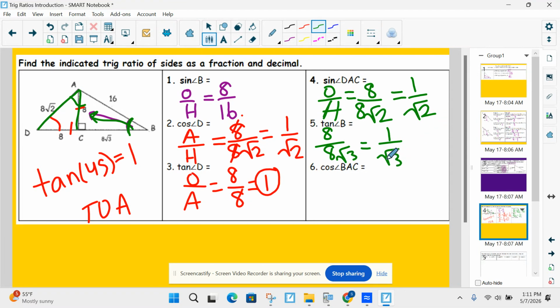Cosine of angle BAC, well, if we follow the letters, trace over BAC, A is the angle we're looking at, and the cosine is adjacent over hypotenuse. The adjacent side to this angle would be 8 because it's next to it rather than opposite of it. And the hypotenuse of that triangle is 16, which reduces to 1/2.